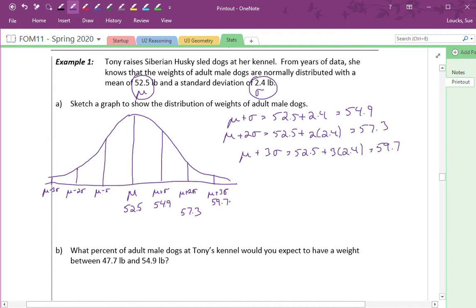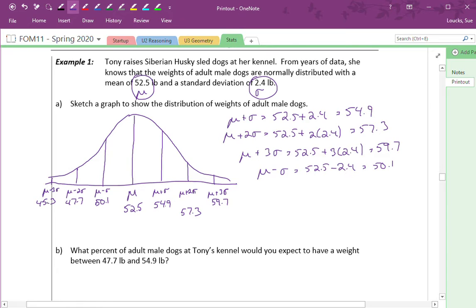And then we do the same thing going in the other direction. I'm just going to do one. So mu minus sigma is going to be 52.5 minus 2.4, which is 50.1. So this one is 50.1 pounds. And then I'm just going to put the numbers in for the others. This is 47.7 and this is 45.3 pounds. Okay. So there's our drawing. There's our sketch showing the distribution of weights of adult male dogs.